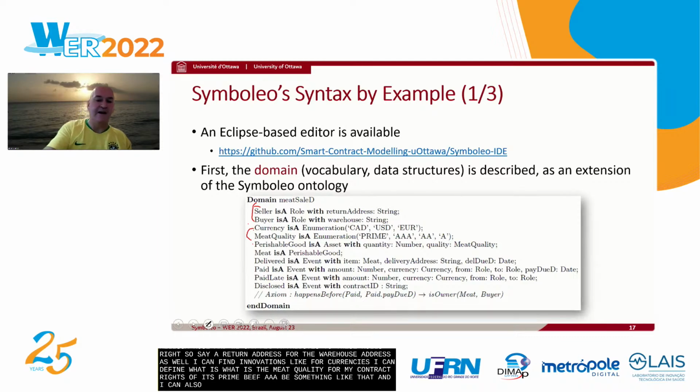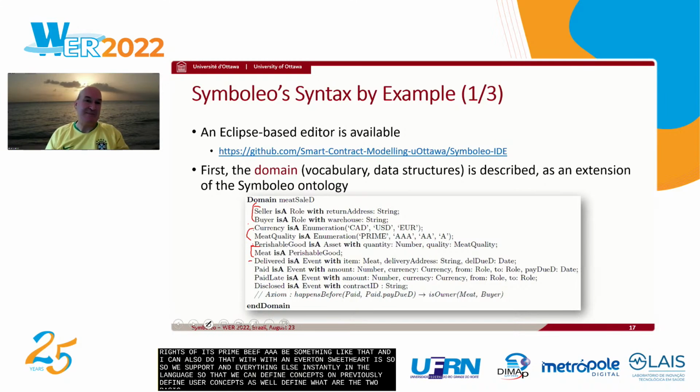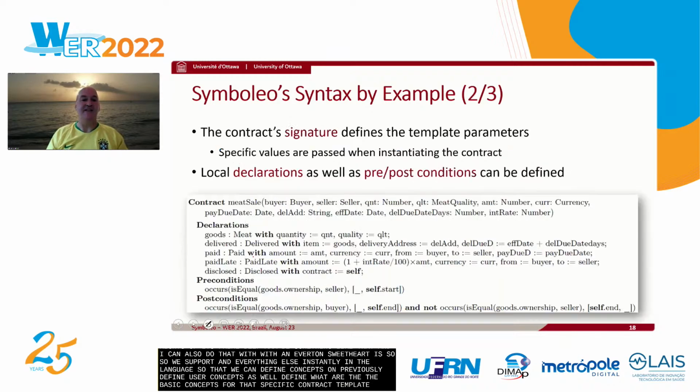So it's prime beef, AAA beef, something like that. And I can also do that with inheritance hierarchy. So we support inheritance essentially in the language so that we can define concepts on previously defined user concepts as well. So we define what are the basic concepts for that specific contract template at that level. And then we define the interface between the contract template and its instances. So we essentially provide parameters for those contracts that can be used to instantiate different contracts and for different parties in here, for different buyers and sellers, for example, for different quantity and quality of meats.